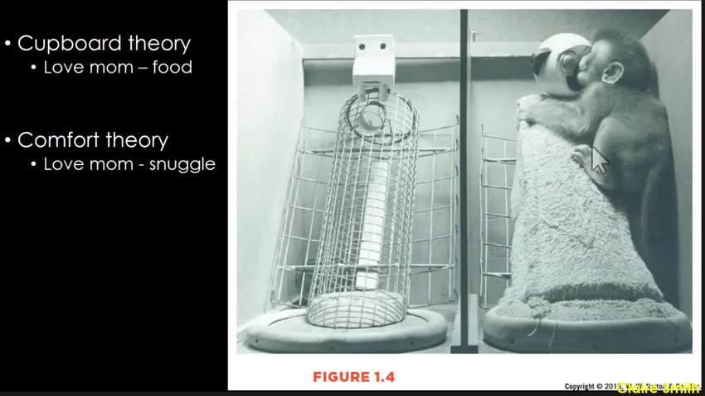And these researchers did find that the monkey preferred the nice, snuggly, warm mom, and only went to the mom that had food when it needed food, right? So this supported the comfort theory of mother-infant attachment, which is just an example of a scientific process, right? Looking at theories, maybe there's two competing theories, trying to figure out why something is happening. Okay, so there's a bunch of different scientific theories, right? There'd be multiple theories trying to explain the same phenomenon.